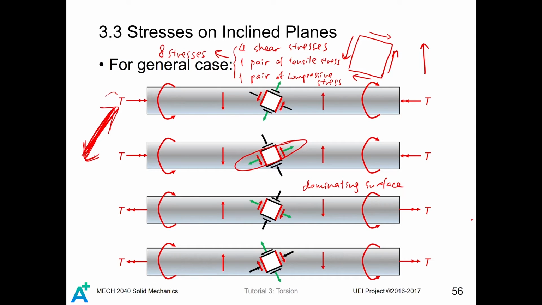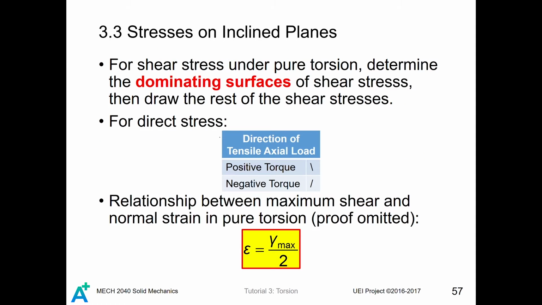So the 2 arrows are pointing to each other. However, for an element in the positive torque, it is tensile in this direction, while it is compressive in this direction. Here is some summary. For shear stresses, first determine the dominating surfaces as we mentioned, and then draw the shear stress on that dominating surface following the direction of the vertical shear stress. Then you can draw the rest of them easily.